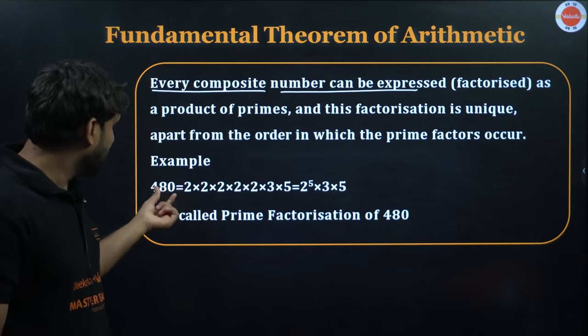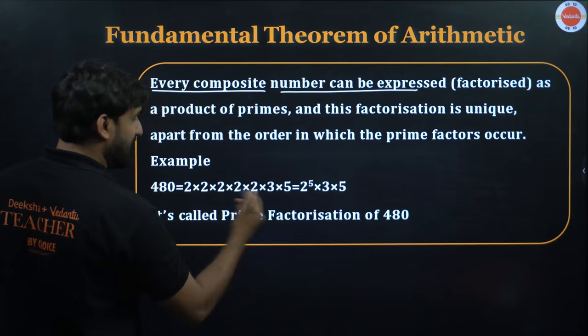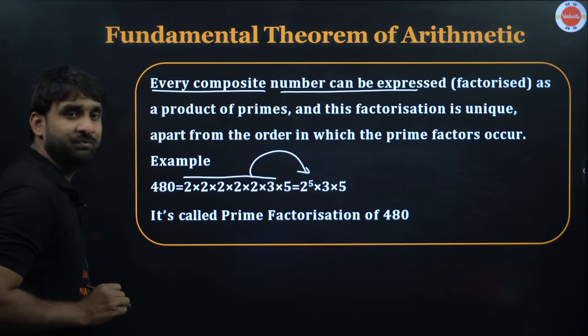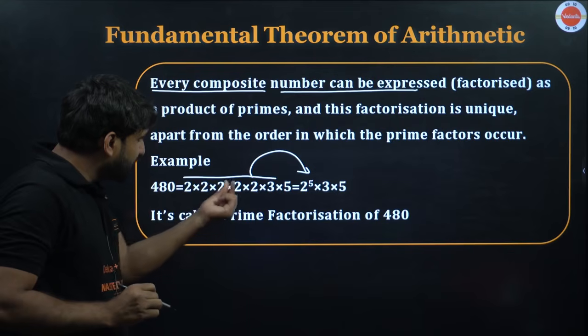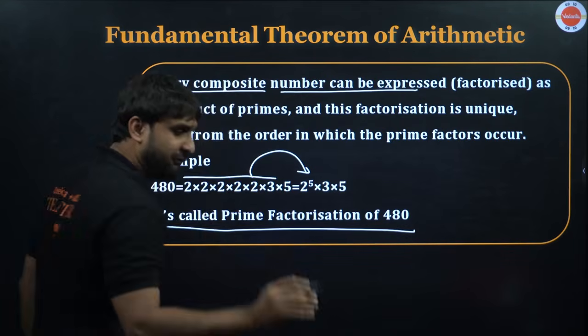For example, 480 can be written as 2 into 2 into 2 into 2 into 2 into 3 into 5, and after modification in the form of power, it can also be written this way. How many 2s are there? 1, 2, 3, 4, 5: 2 to power 5, 3 into 5. It is called the prime factorization of 480.